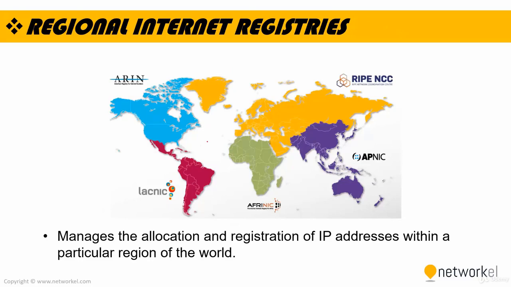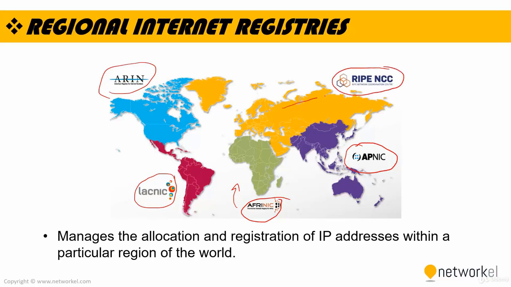And let's take a look at the regional internet registries. These organizations manage the allocation and the registration of IP addresses within a particular region of the world. For example, we have APNIC, we have AFRINIC in Africa, we have ARIN, we have LACNIC, and we have RIPE for a really large region.